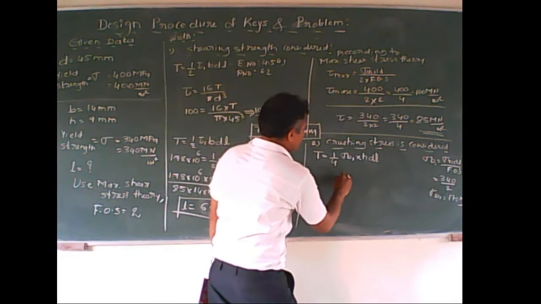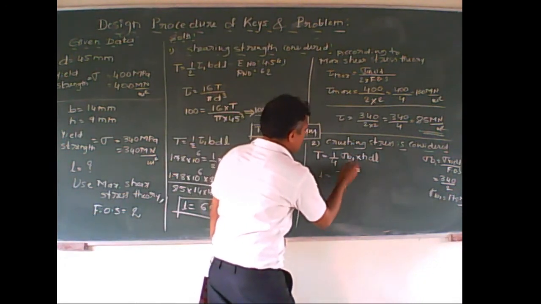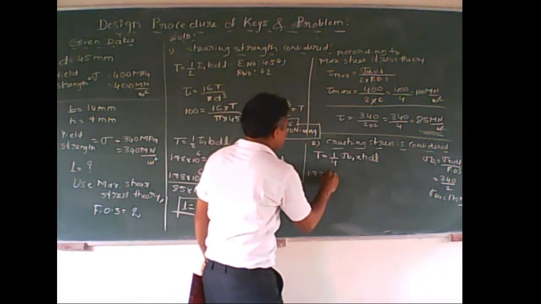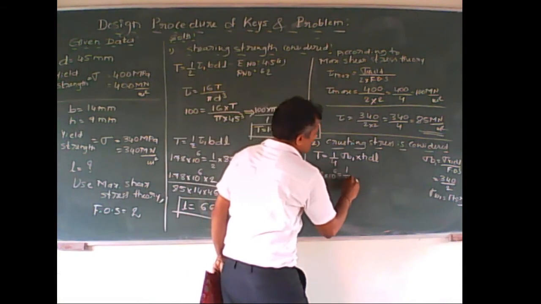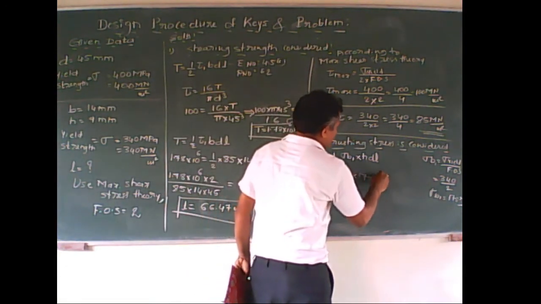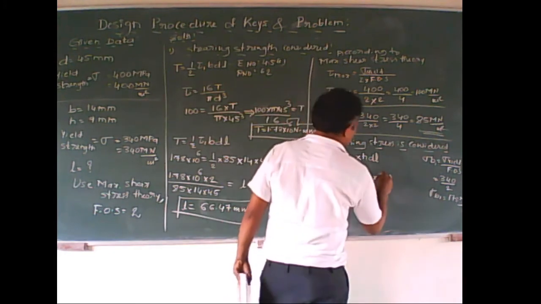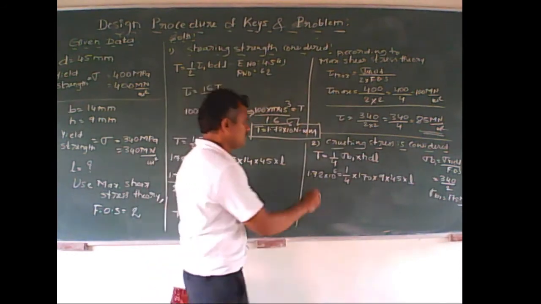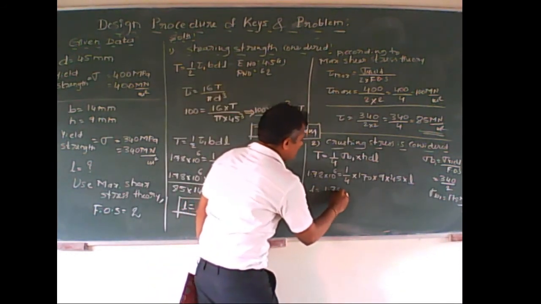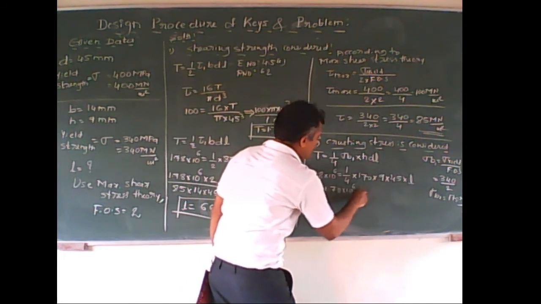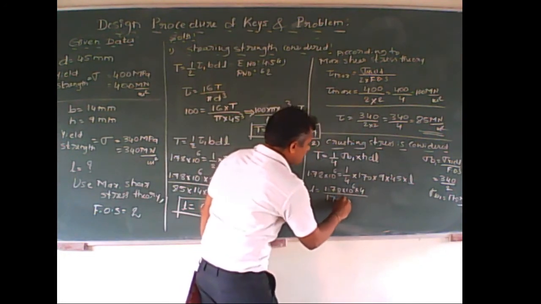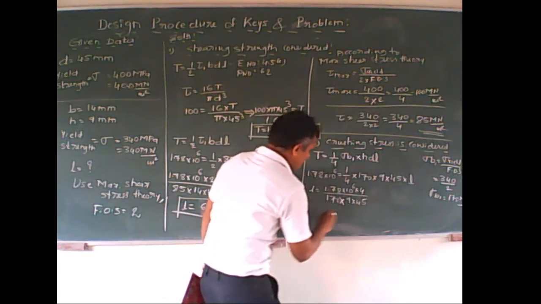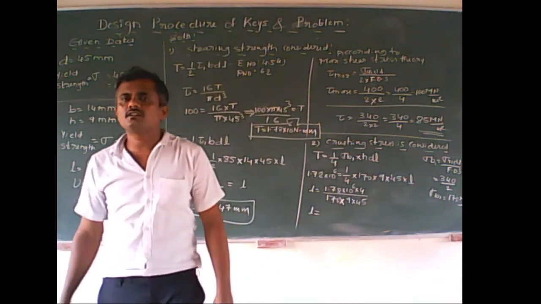Or otherwise I can rearrange it as L is equal to... Substitute the value: 1.78 into 10 raised to 6 is equal to 1 by 4 into 170 multiplied by what is the h value? H is 9, dia is 45, and the length we have to calculate. Correct? So again, I can make a rearrangement: 1.78 into 10 raised to 6 multiplied by 4 whole divided by 170 into 9 into 45.